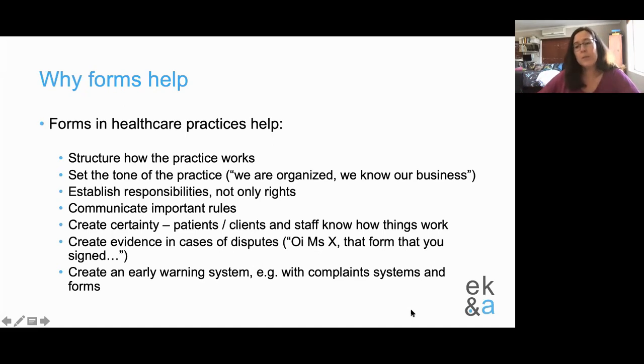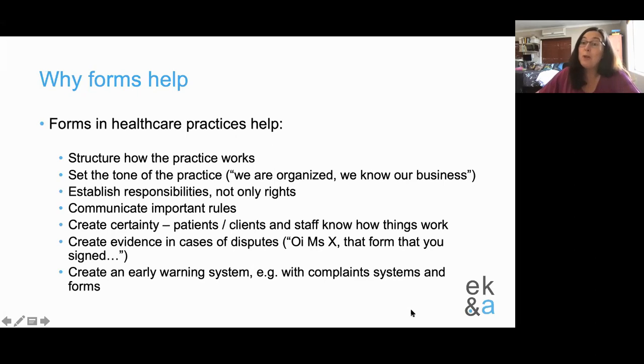The forms also help establish responsibilities. People are very aware of their rights nowadays, but not of their responsibilities. So it's really important because it portrays what the practice expects of the patient or client, and not only what their rights are towards you. It also communicates important rules, such as do we do claims to medical schemes or not? What is our billing policy? How do we deal with insurance reports? All of those things can be set in these forms. It also creates certainty. So both patients or clients and staff then know this is how it works.